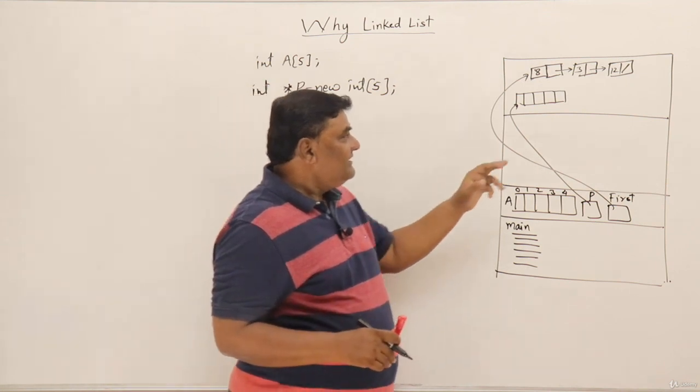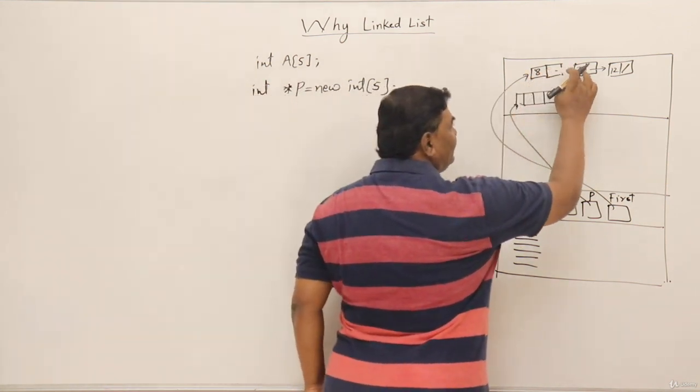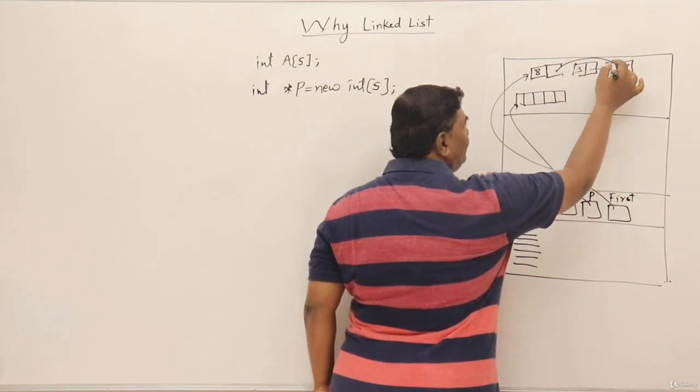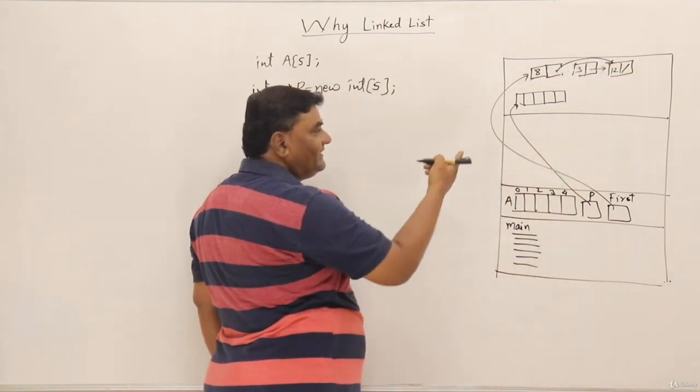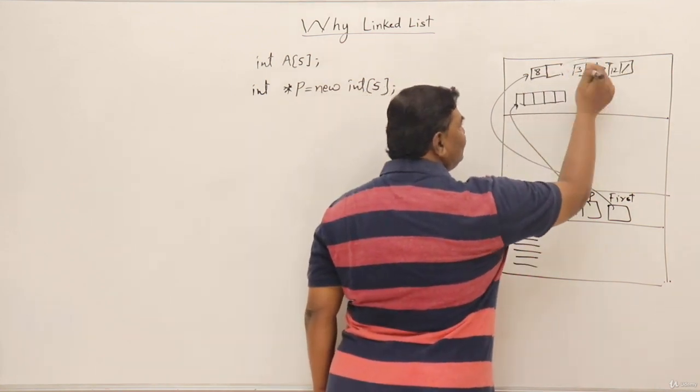So now you can see that if suppose you want to remove 3, you can easily remove 3. This 8, instead of pointing on 3, will be pointing on 12. That's easy, and you can remove this one. I'll bring it back as it is.